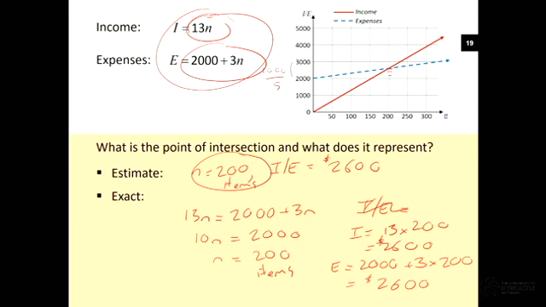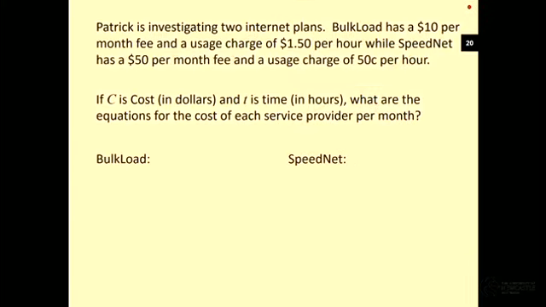So there was just an example of why it might matter to us to find the intersection of two lines. So let's look at one more, and this is stolen from a mid-semester from whatever year. This sort of puts everything together. This will be a large mark holder, but it puts all of this together. Can we construct an equation and construct another equation, and then can we find out where they meet? So let's go through it. Patrick's investigating two internet plans, Bulk Load and SpeedNet. This is way out of date, but let's just go with it.